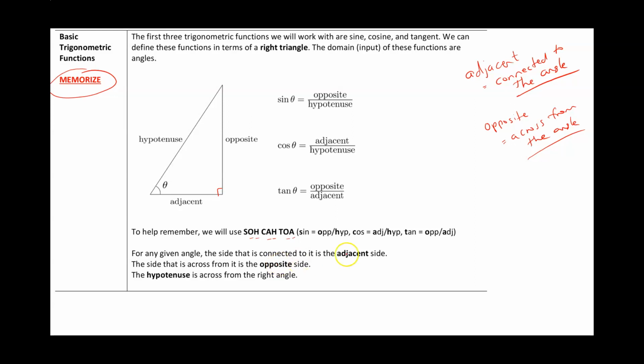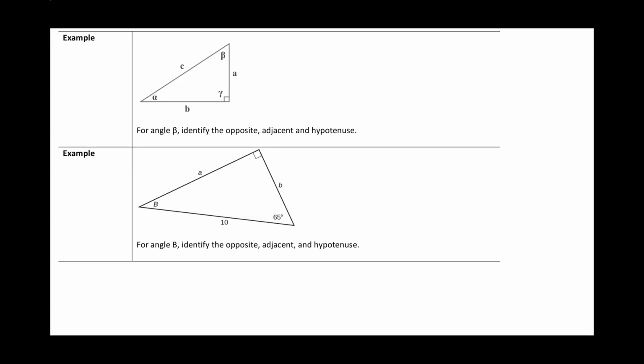So remember, the adjacent side is the side that's connected to the angle, and across from it is going to be the opposite side. And the hypotenuse is going to be the diagonal. So for angle beta, this is alpha, beta, and gamma. For angle beta, identify the opposite, the adjacent, and the hypotenuse. Imagine we're looking at this from the perspective of beta. The hypotenuse might be the easiest. Hypotenuse is the diagonal, or the side opposite the right angle. That's going to be C.